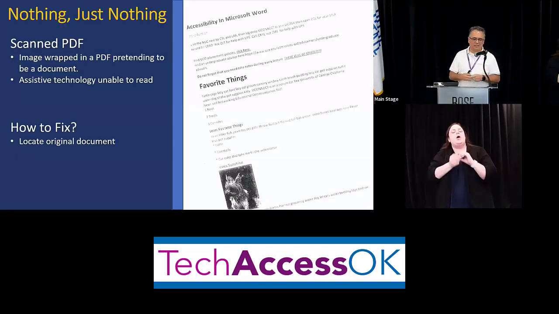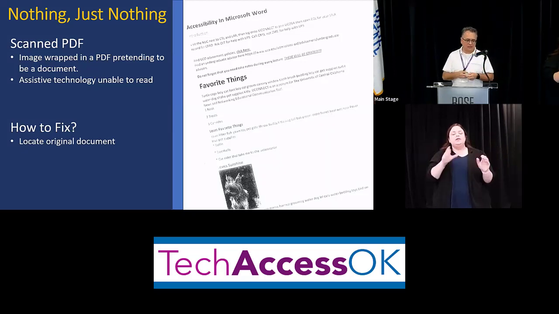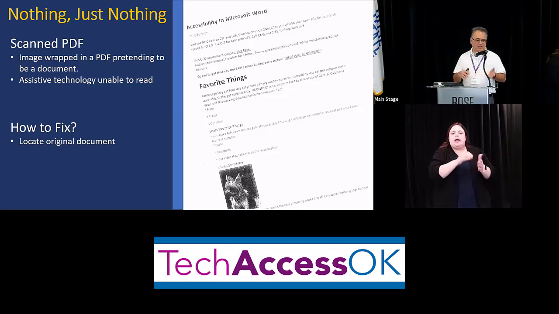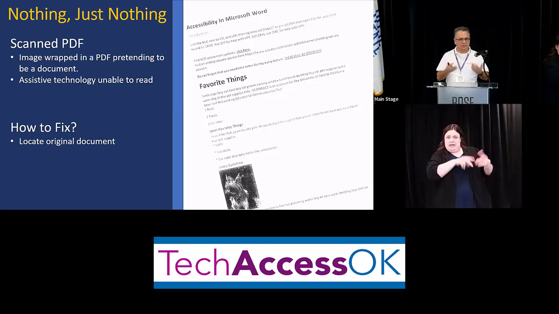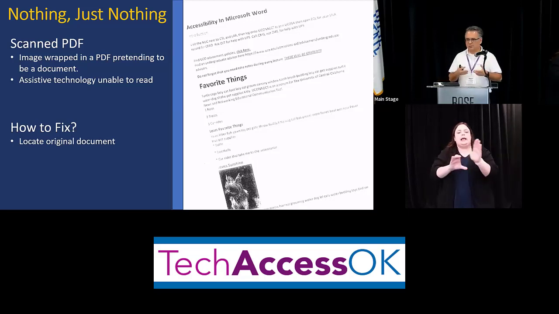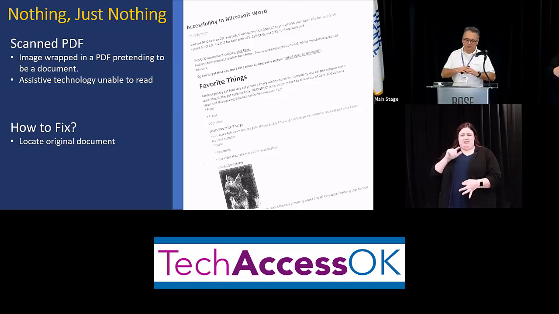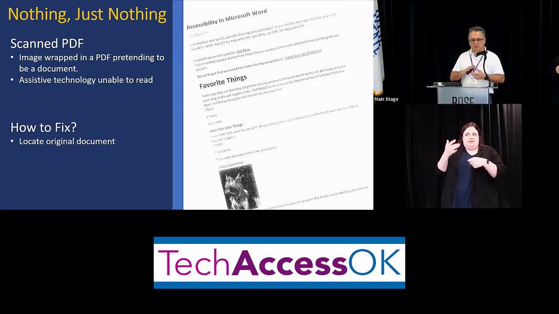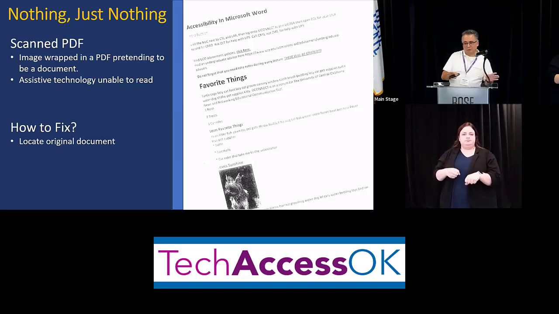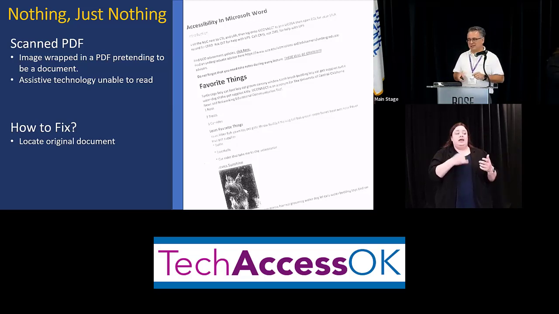So the headline says nothing, just nothing. This is an image wrapped in a PDF pretending to be a document. Assistive technology cannot read this document. It treats it as an image, and since it's an image, there's probably not enough description if there was even alt text available. How do we fix it? You could either rebuild it from scratch or locate the original document. Let's say that we found the original document. If you have to rebuild it, great. It's much better than this scanned PDF.